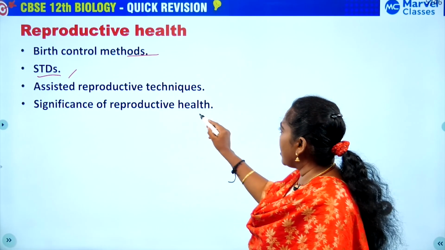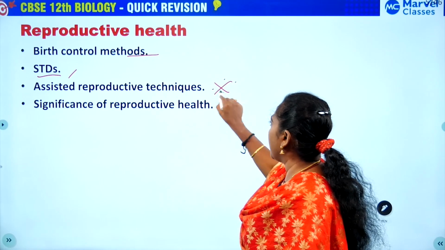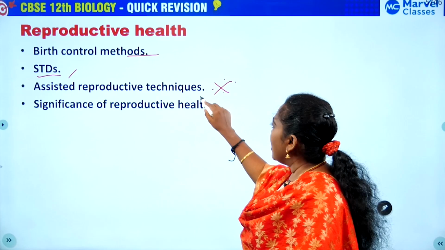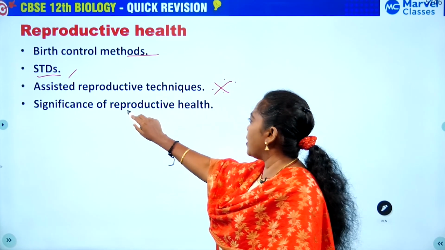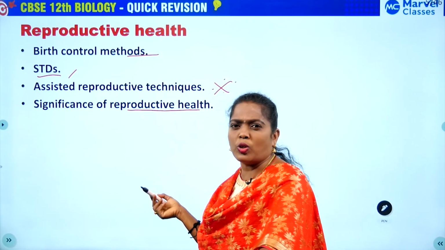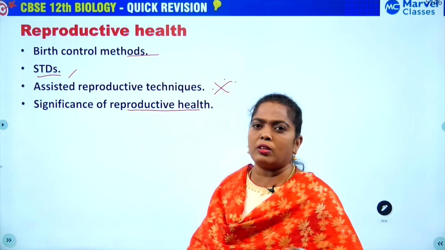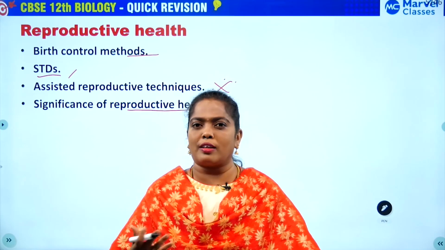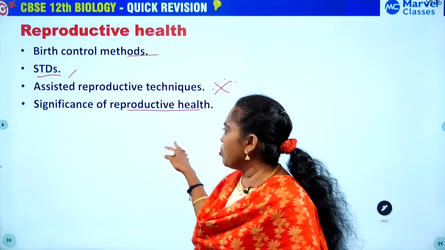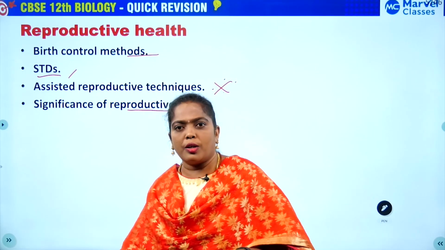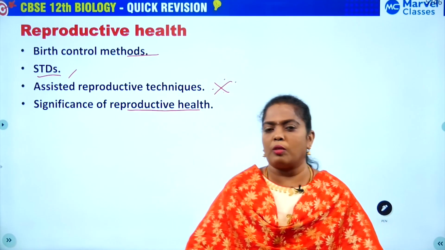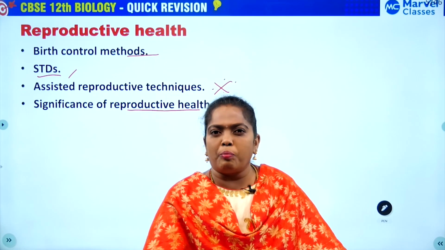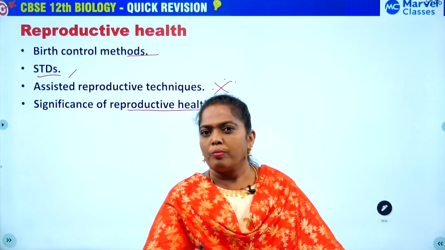And then ART, a very important question. Assisted reproductive techniques and the significance of reproductive health. This you can write in your own words: why a person should know about reproductive health. Some of the reasons are to avoid abortions, and to know about hygiene. You can develop your own points.